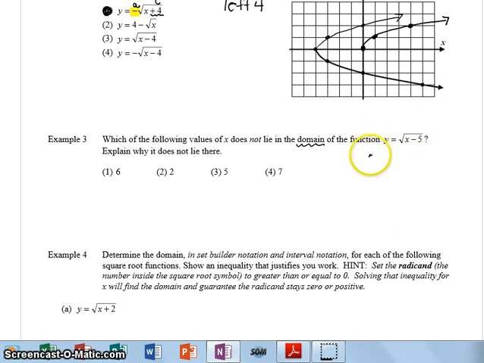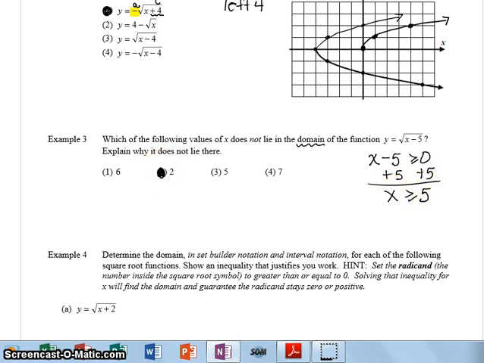If it was a square root, you take whatever's underneath the square root and you set it greater than or equal to 0. Now when I solve for x, I would add 5 to both sides, and I get that x has to be greater than or equal to 5. So all numbers that satisfy this are going to be 5 and bigger. So the only one that doesn't satisfy it is 2.